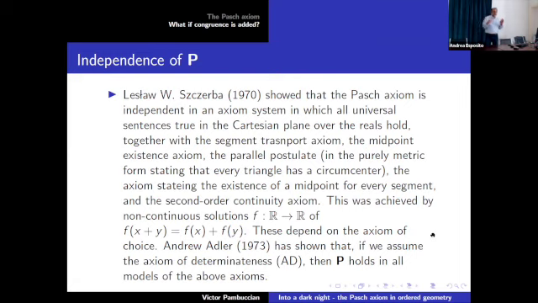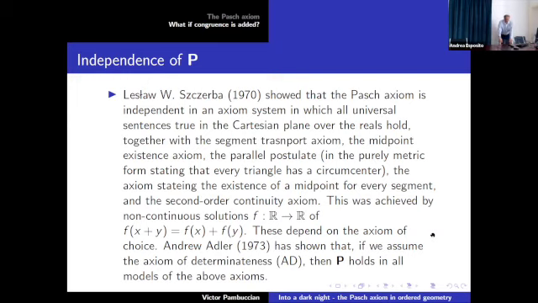So you can add to these everything that is universally true about order and congruence. You can add the axiom that says that every segment has a midpoint, and you can add segment transport to it. And you can add the second order continuity axiom, so the usual Cantor Dedekind with sets. And it's still independent. This was shown by Szczerba in 1970.